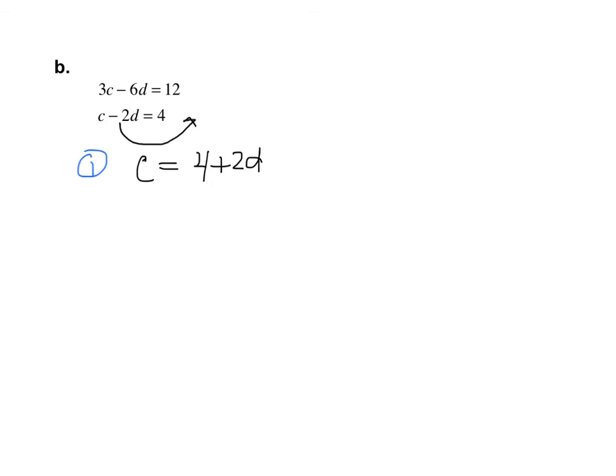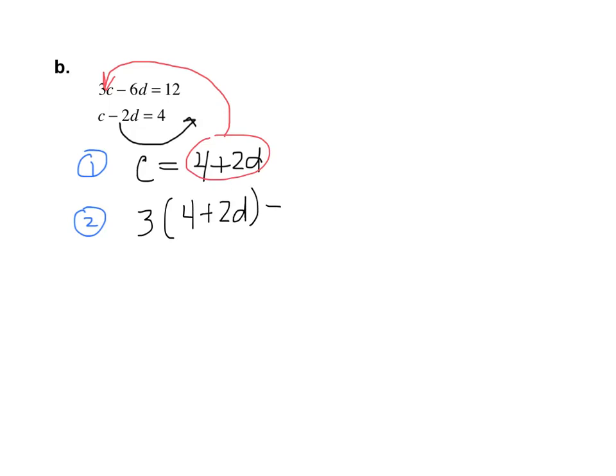For step 2, I'm now going to take this result and substitute it into the other equation. So it's going to go and take the place of c in this first equation here. So now I'm going to have 3 open parentheses, 4 plus 2d. I still have the minus 6d there. That's originally in that equation. I have the equals 12.